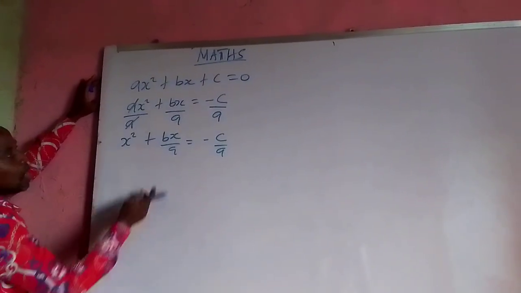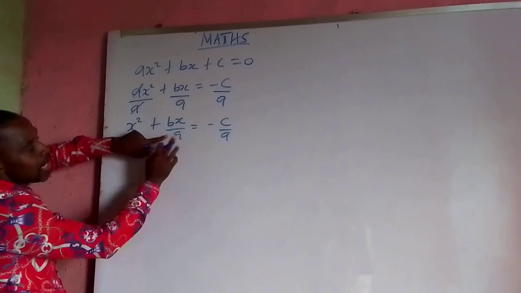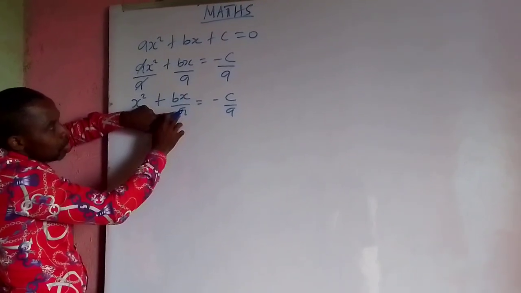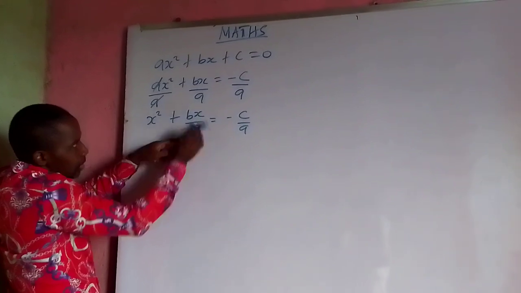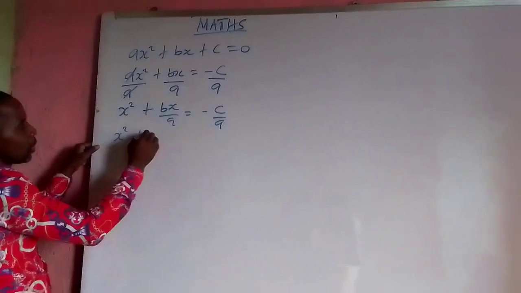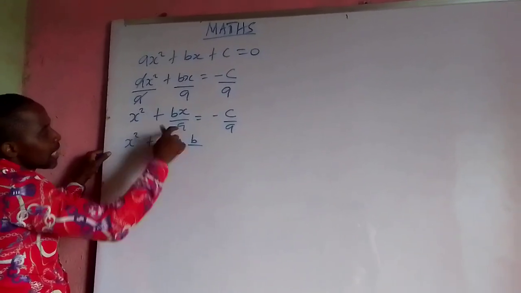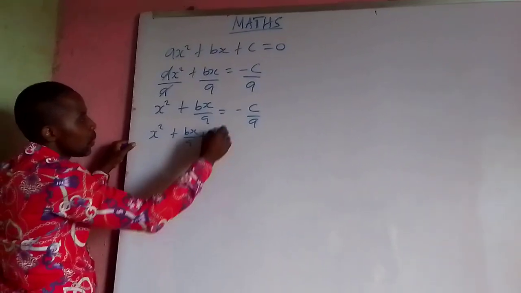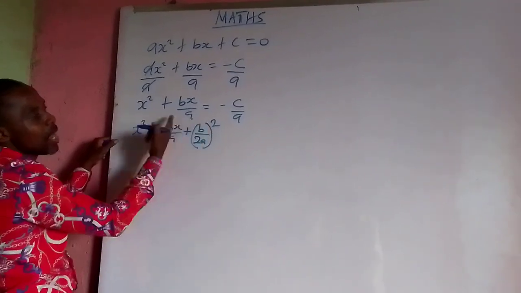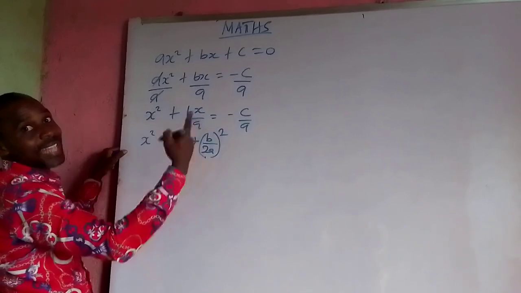So the next step, the coefficient of x is b over a. In simple language, let's multiply this by half, b over a times half, that is b over 2a, and square it. Put it at both sides. Look at what I'm going to do now. x squared plus bx over a plus b over 2a raised to power 2. That is, multiply the coefficient of x by half, square it and add to both sides.